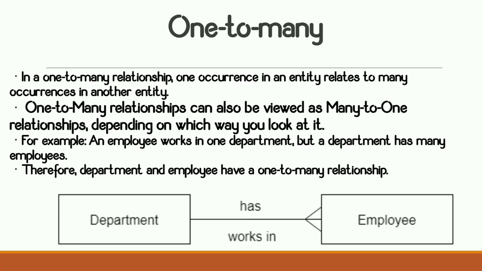Okay, so here the example is given that department and employee have a one-to-many relationship. A department has many employees. An employee has only one department, and many employees work in a single department.